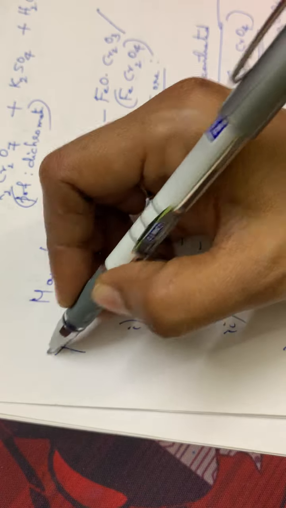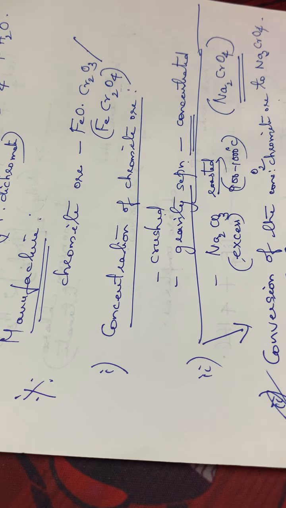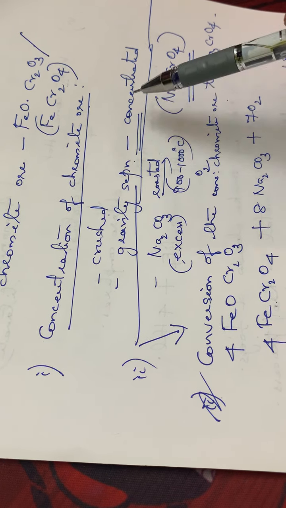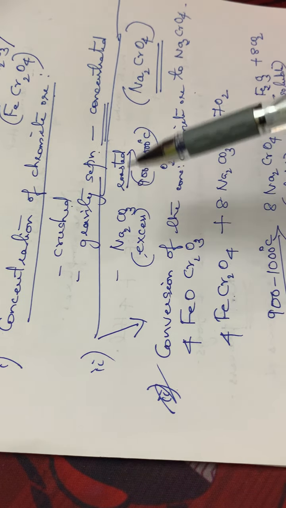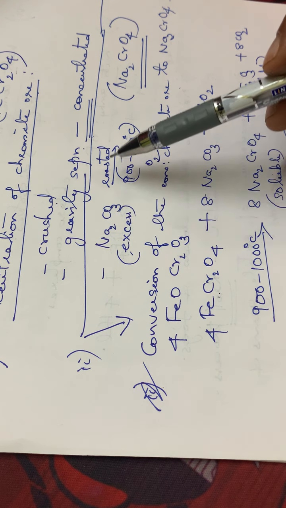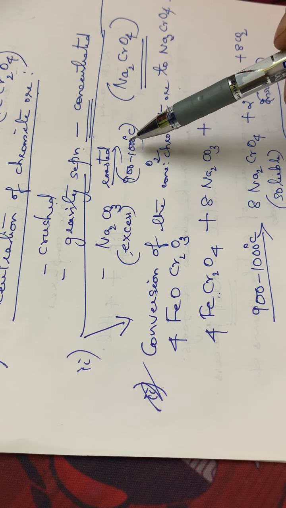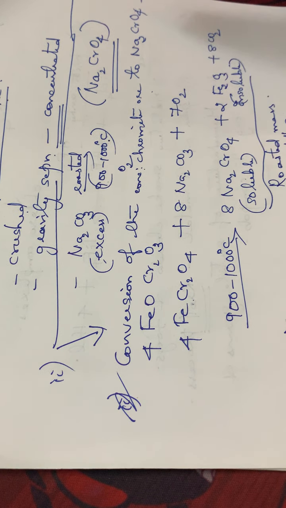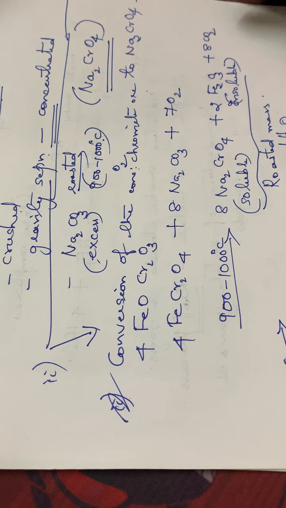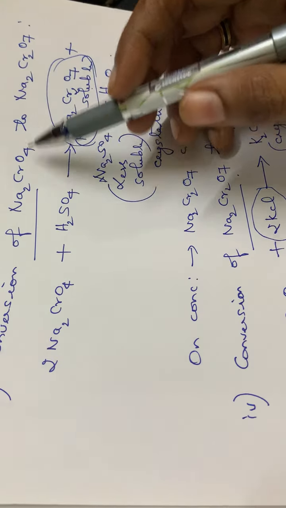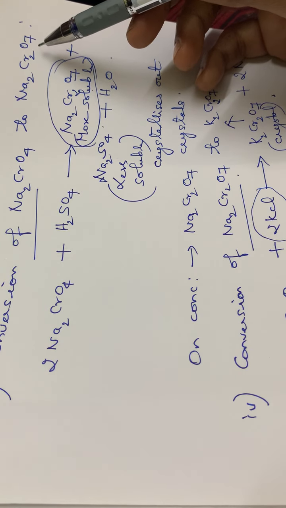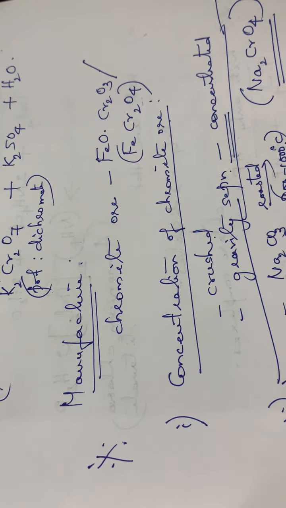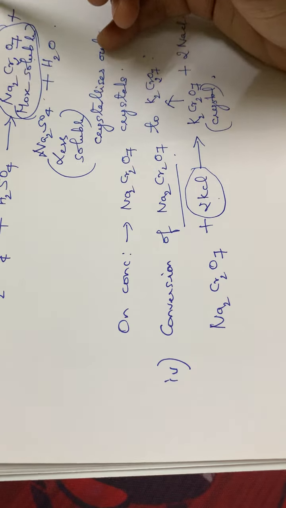It is very important: manufacture of potassium dichromate, only four steps. The first one, concentration of the chromite ore, crushed and concentrated by gravity separation. Second, by the addition of excess sodium carbonate and roasting in a reverberatory furnace at 900 to 1000 degrees Celsius, chromite ore is converted to sodium chromate. And in the third step, sodium chromate is converted to sodium dichromate.